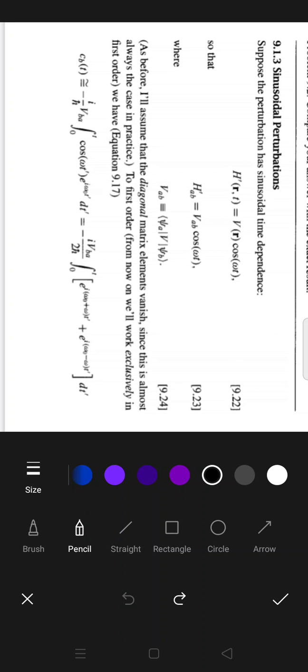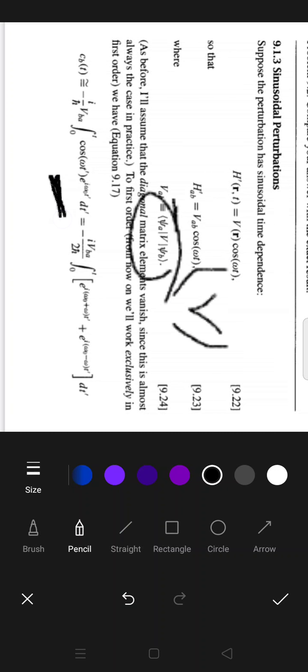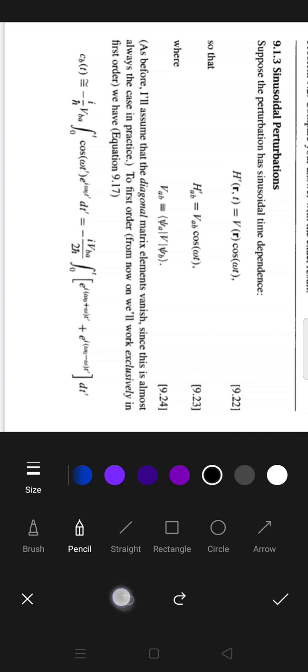Then, in the place of H prime ab, insert this, Vab cos omega t. Vab is some constant term which is a function of only r. So we are integrating with respect to time t, and this inner product will come out of the time integral.